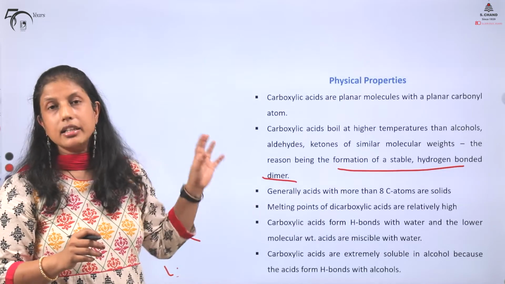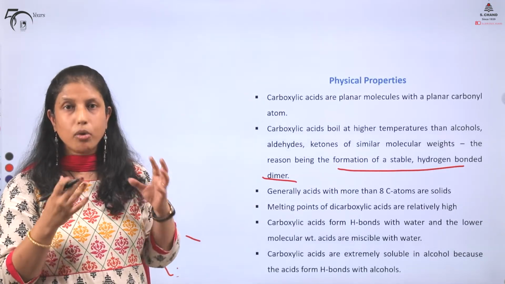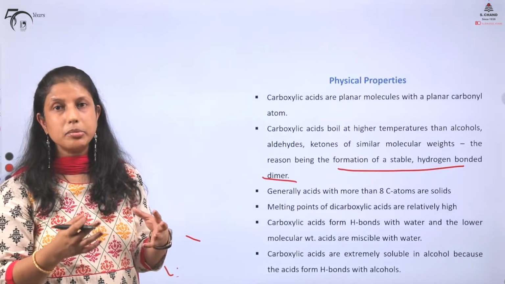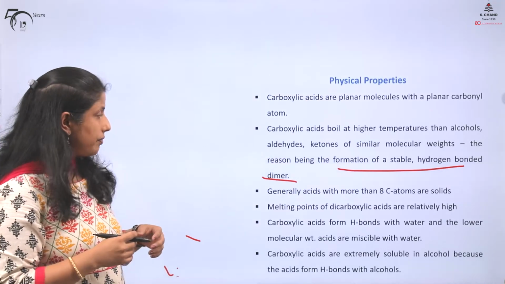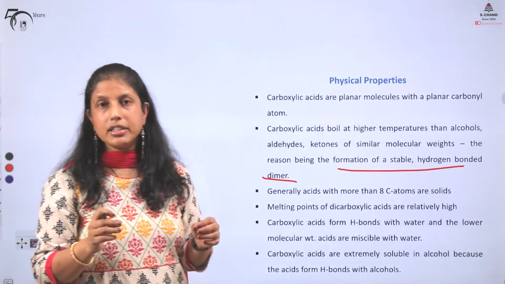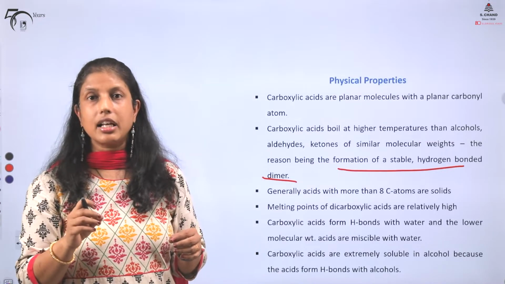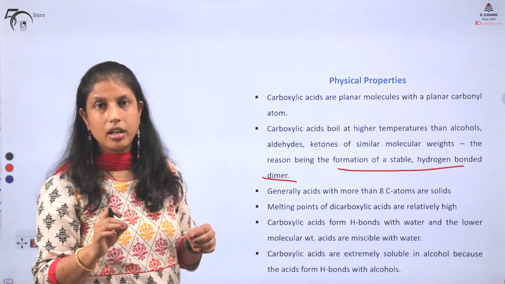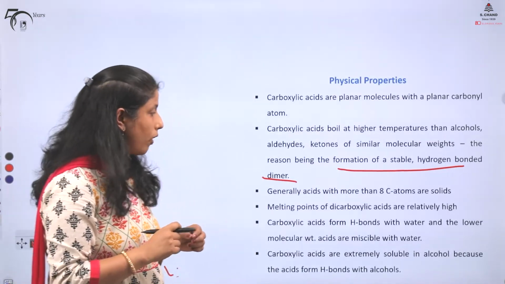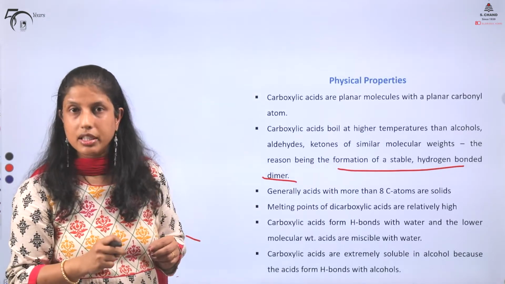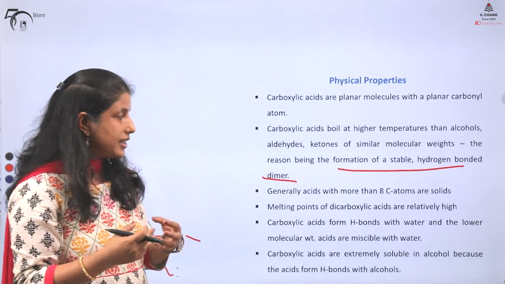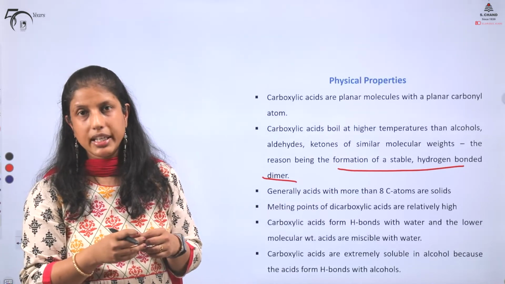Now generally the carboxylic acids which have more than 8 carbon atoms tend to be solid in nature, and the melting points of dicarboxylic acids are unusually very high. Why? Yes, because with 2 carboxyl groups they have a much greater hydrogen bonding effect.